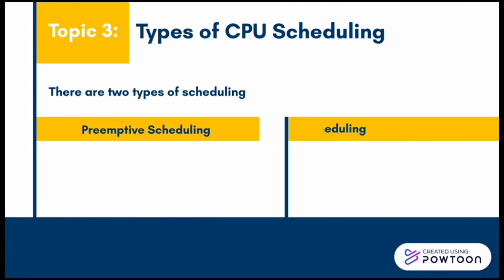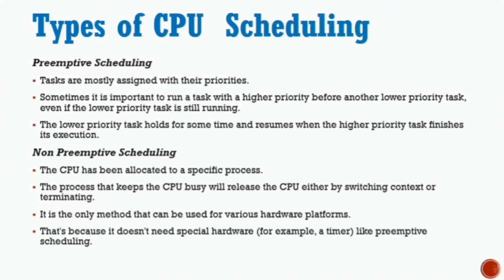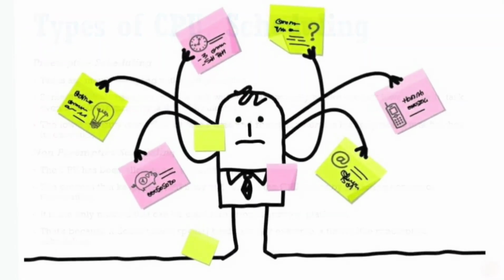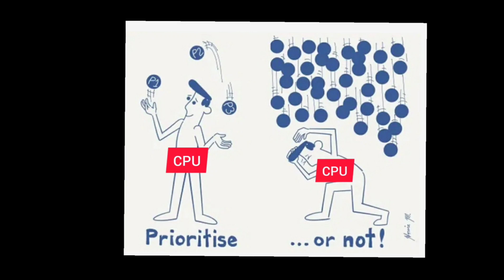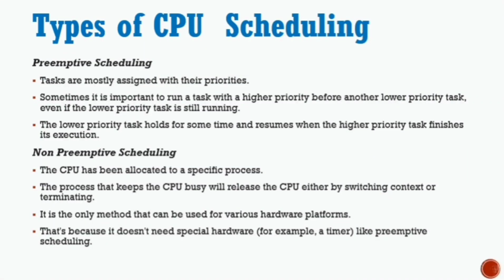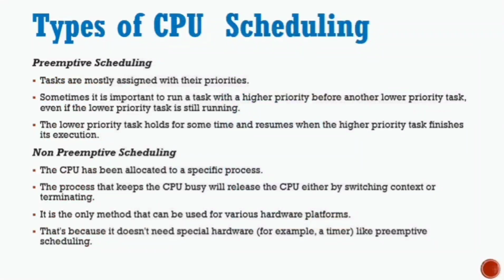So now let's move on to the different types of CPU scheduling. There are 2 types. We have preemptive scheduling and non-preemptive scheduling. When it comes to preemptive scheduling, tasks are assigned based on their priorities. Sometimes we will have to run tasks which have a higher priority even though a lower priority task might be currently in execution. So we will keep the lower priority aside and go on with the higher priority execution. That is what the CPU will do. The lower priority task will be kept on hold, and it will resume after the higher priority task finishes its execution.